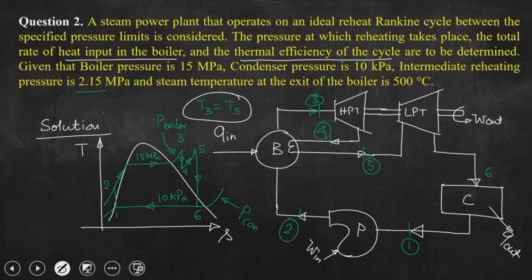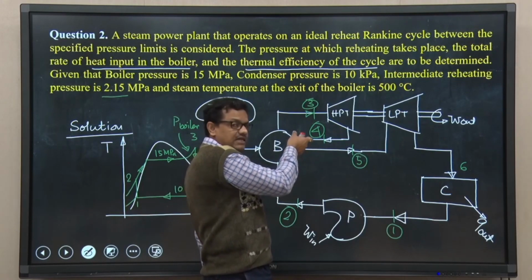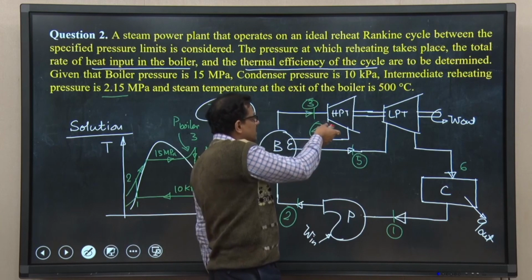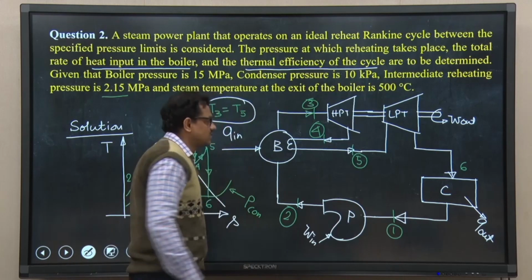If we go back here, we are supplying H3 minus H2 initially, and again steam enters at state point 4 and leaves at state point 5. So, the amount of heat that should be added to the boiler is equal to H3 minus H2 plus the amount of heat required to increase the temperature of steam when it comes from the high pressure turbine and goes to the low pressure turbine, that is H5 minus H4.